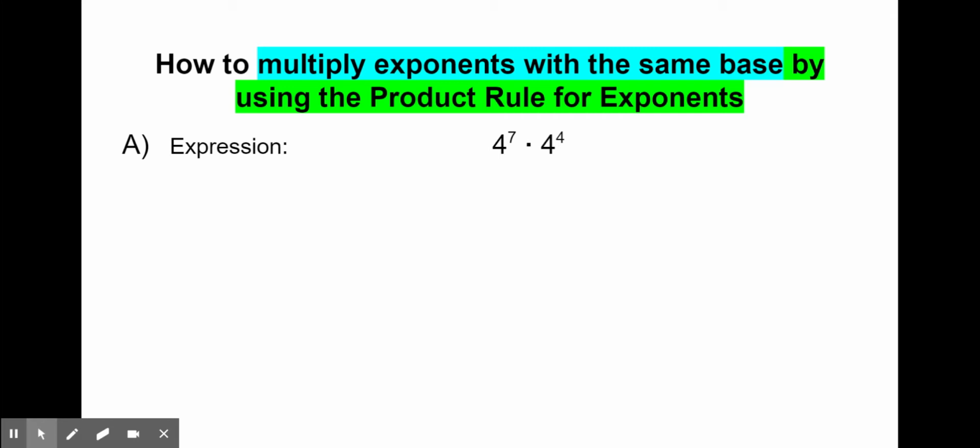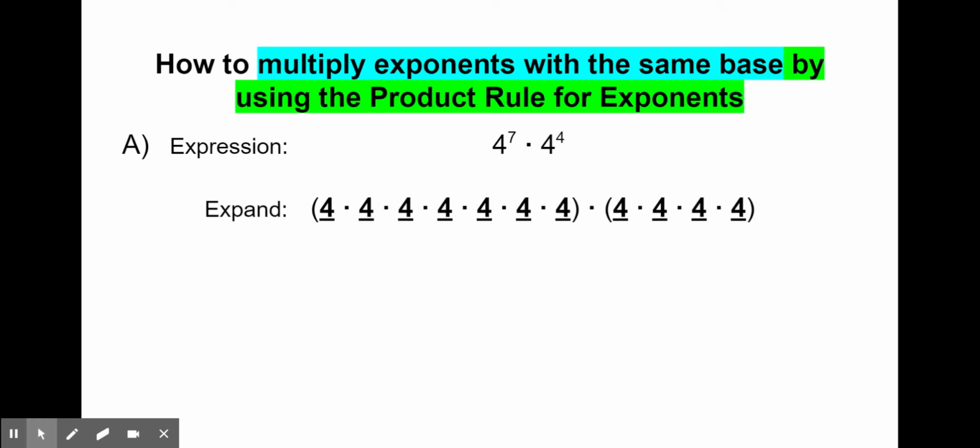All right, and if we were to expand this out, we'd get 7 4s all multiplying together times 4 more 4s that are all multiplying together. And then we would go ahead and count those up and we'd get 11. But that's going to get tedious. It's going to be a lot of work. So we're looking for a shortcut.